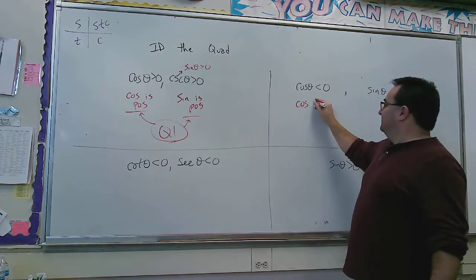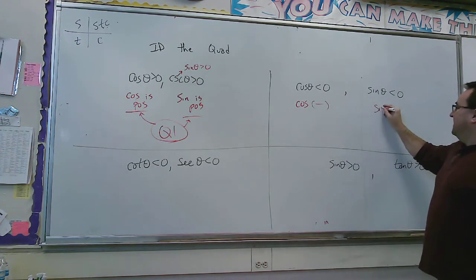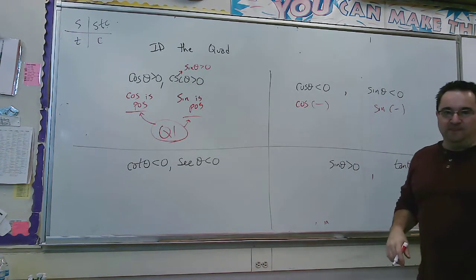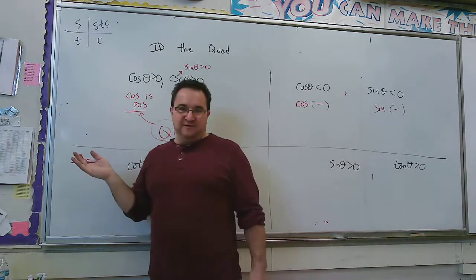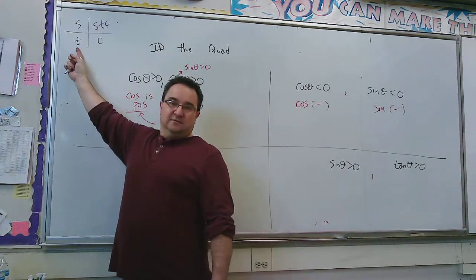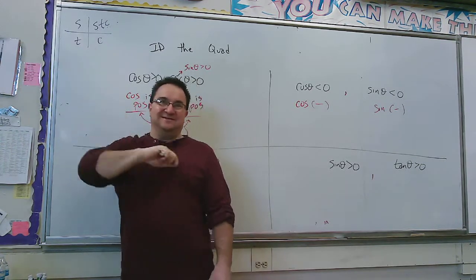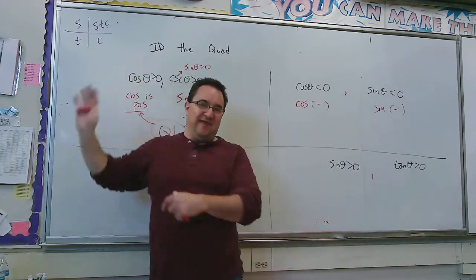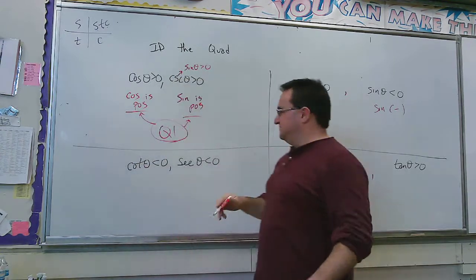Cosine is negative. Sine is negative. Well, where are they both negative? Wherever I don't see an S and a C. Only in the third quadrant is the sine not positive, and also the cosine is not positive.